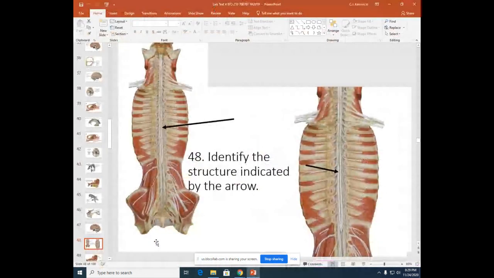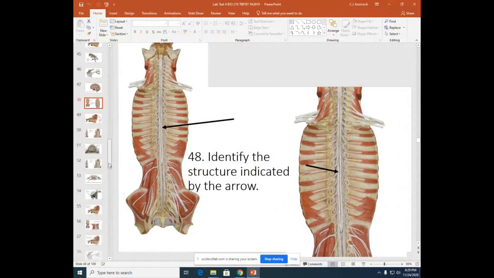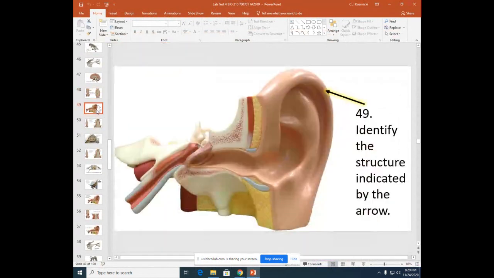You guys are rocking it. Folks at home are rocking it. People here in the classroom are kicking it. Oh, this is an easy one. Identify the structure indicated by the arrow.